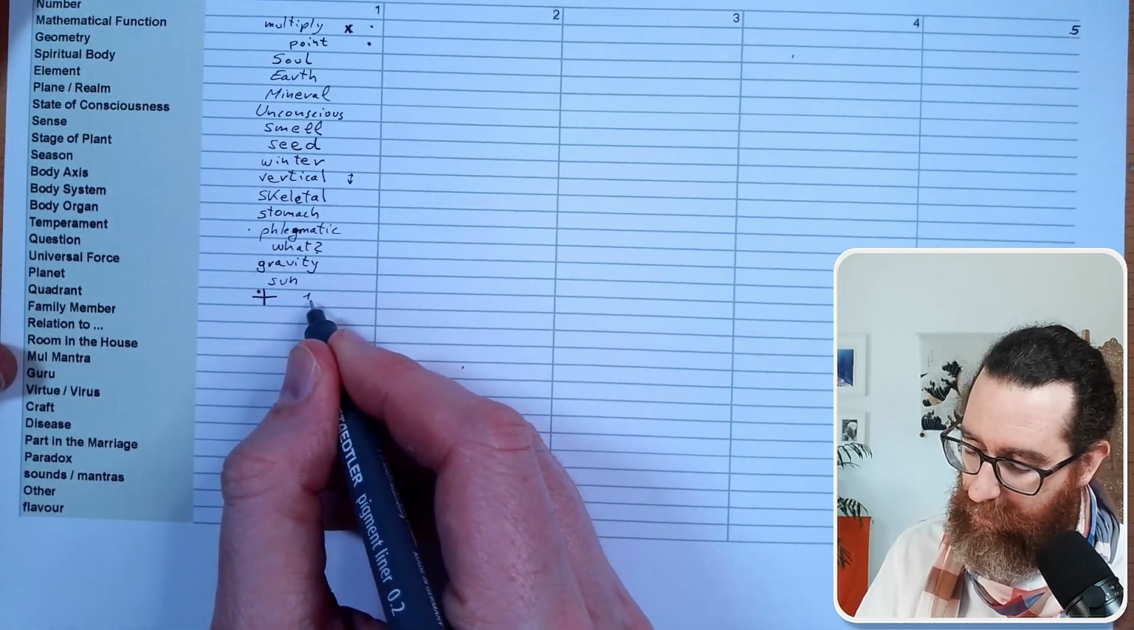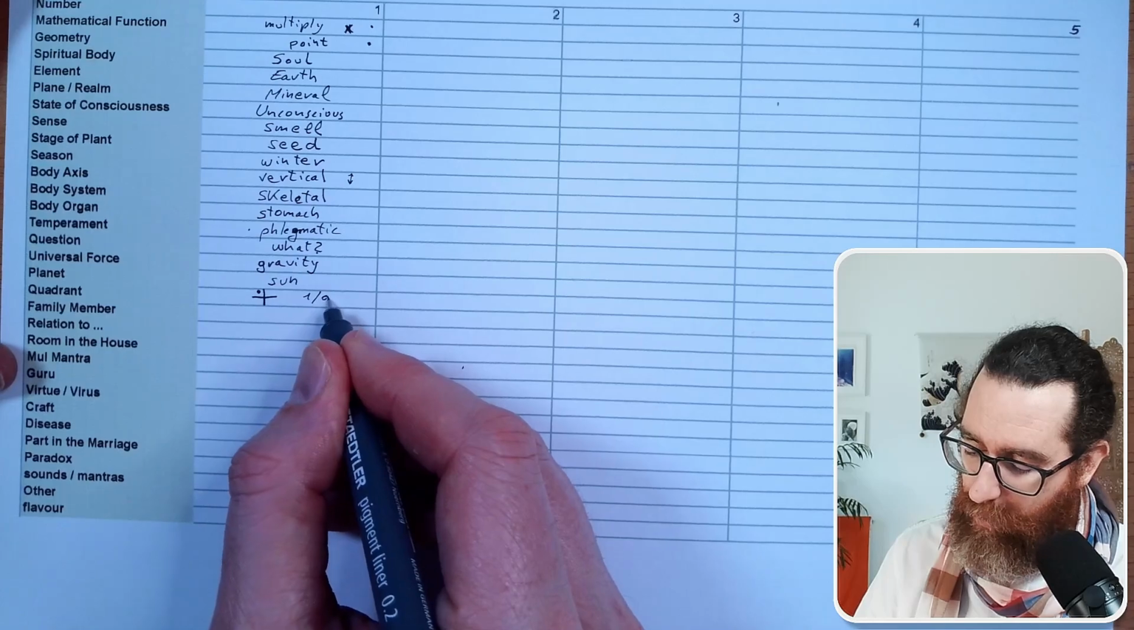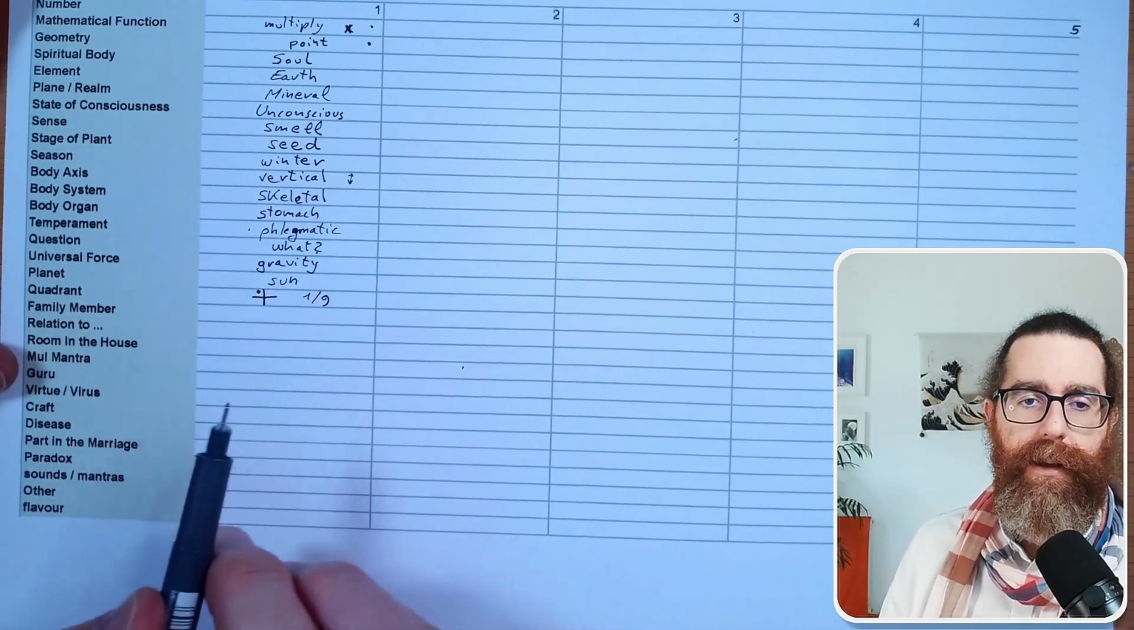But if you wish, we can talk about it. Which quadrant? The 1 and 9. We call it the 1 and 9, which is that one over there.